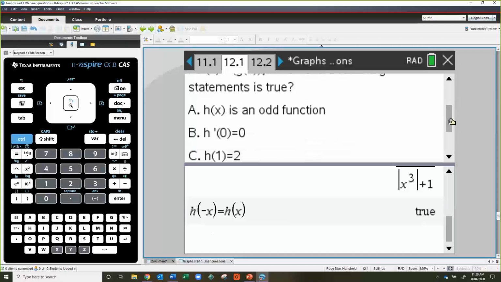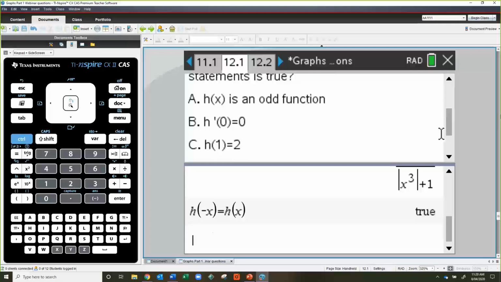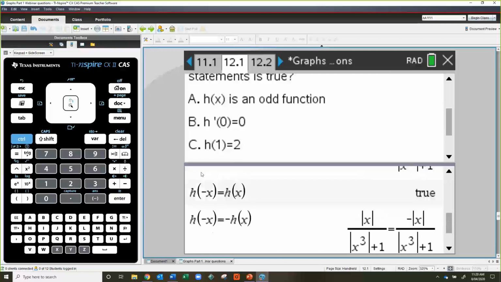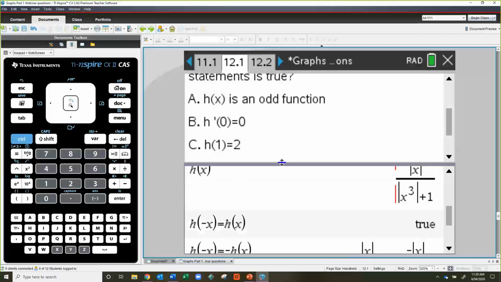What happens if I try the odd option? So if I say h in negative x is equal to negative h in x, to check if it's an odd function, which it is not, then of course it gives me this particular option. Not saying true, it will be true for x equal 0, but not for anything else, but it's always true for being an even function.